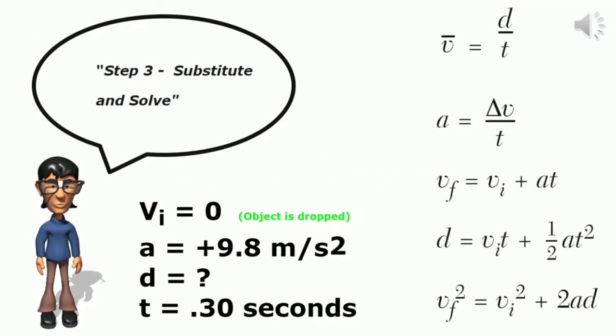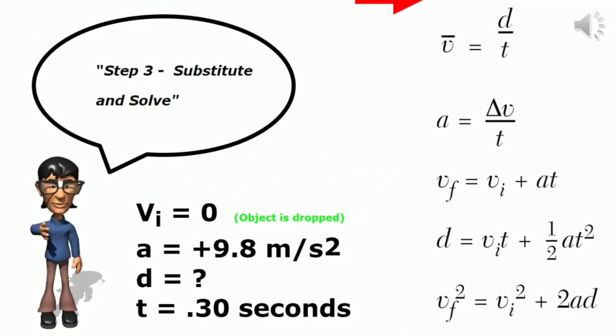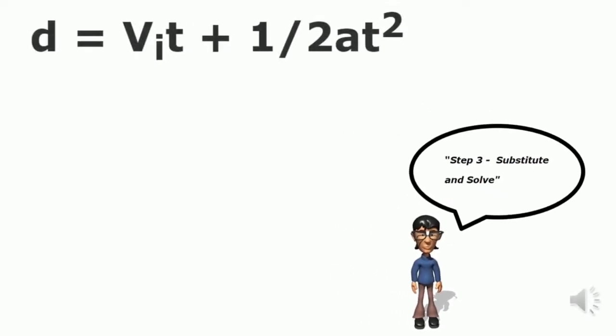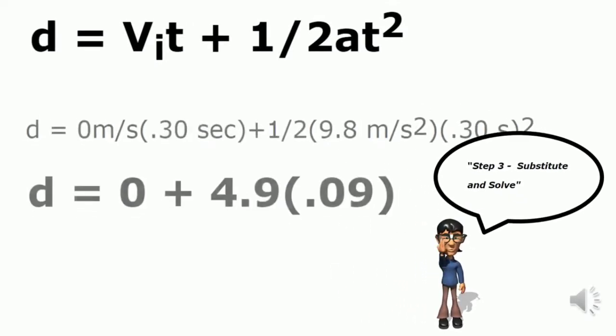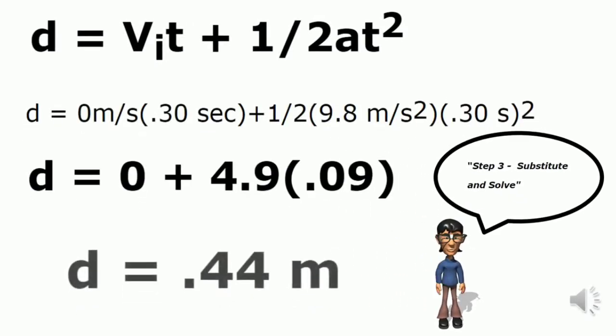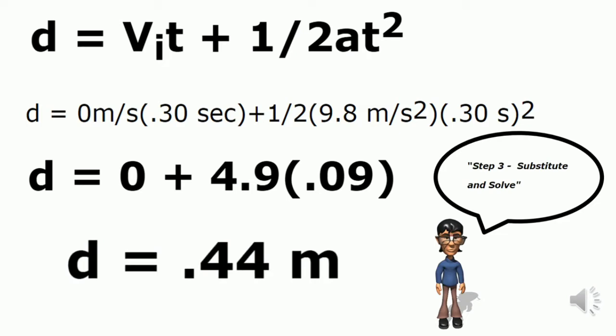Once we have all four variables, we slowly scan the reference table until we find the equation that has all three variables that we have and the one variable that we want. This is the fourth equation. Notice that we substitute our data into the equation with units. After that, we answer with units.